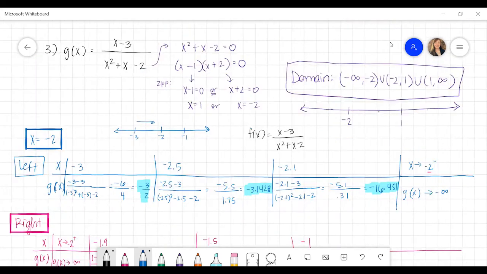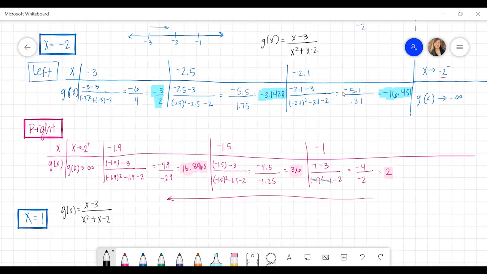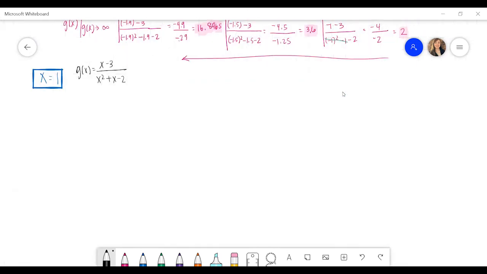Yeah, 1. So again, I'm just going to write the function so I can see it, because it's g of x. That should be a G, I always default to F. g of x equals x minus 3 over x squared plus x minus 2. Okay, so same exact story, but different number we're working around.